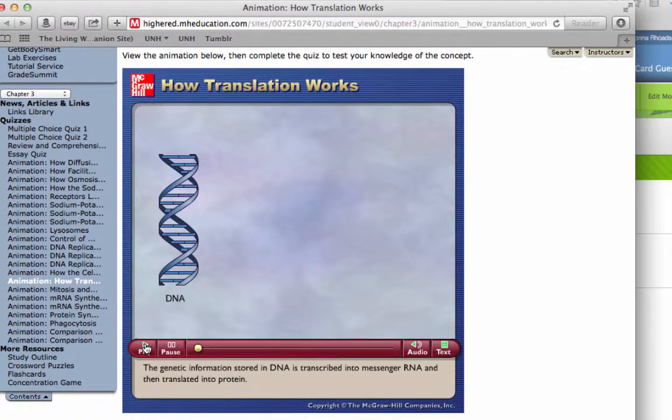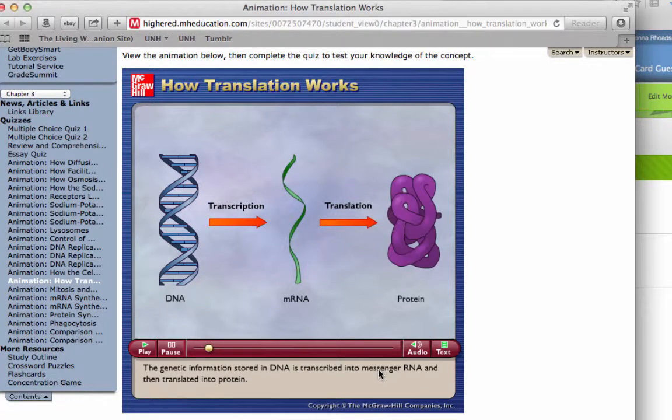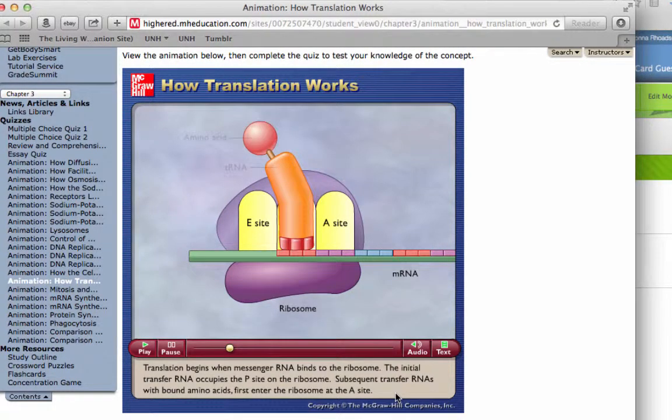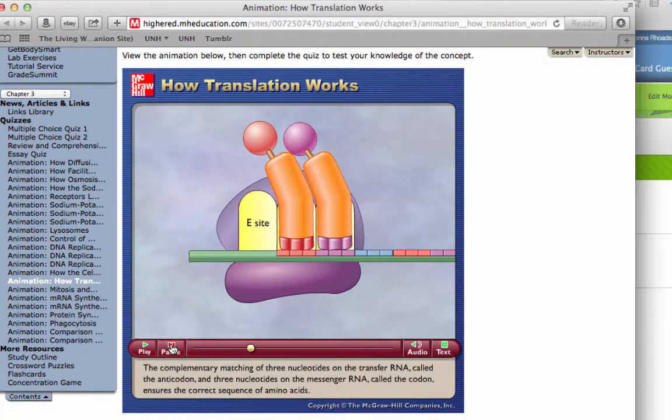The genetic information stored in DNA is transcribed into messenger RNA and then translated into protein. Translation begins when messenger RNA binds to the ribosome. The initial transfer RNA occupies the P site on the ribosome. Subsequent transfer RNAs with bound amino acids first enter the ribosome at the A site. The complementary matching of three nucleotides on the transfer RNA, called the anticodon, and three nucleotides on the messenger RNA, called the codon, ensures the correct sequence of amino acids.